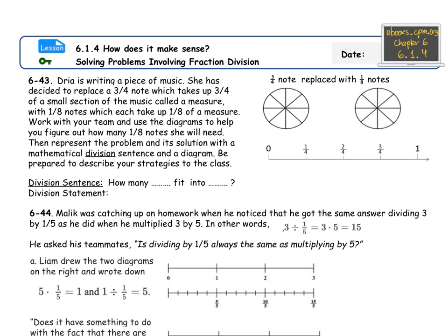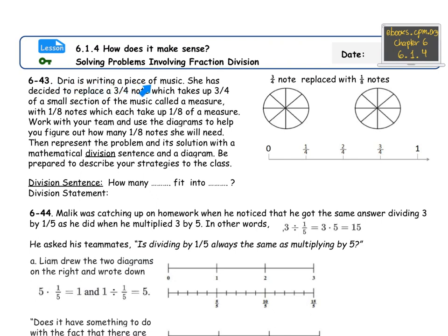If you haven't done so, go ahead and write your lesson title. Or if you have this handout, feel free to annotate. I am going to do the core problem, so starting with problem 43.